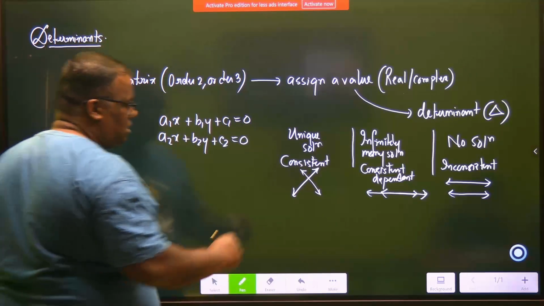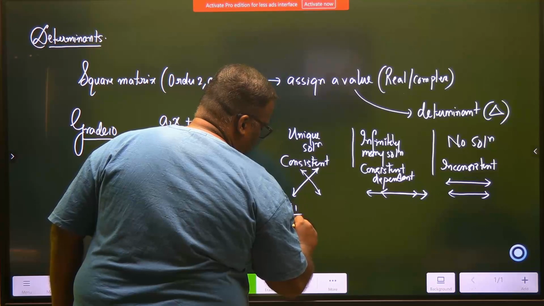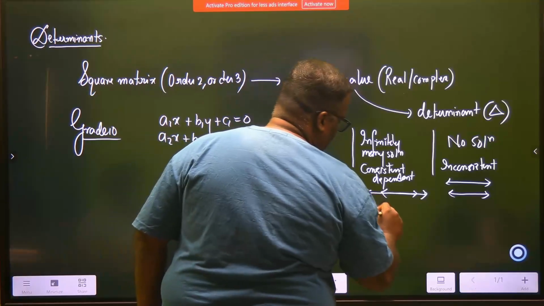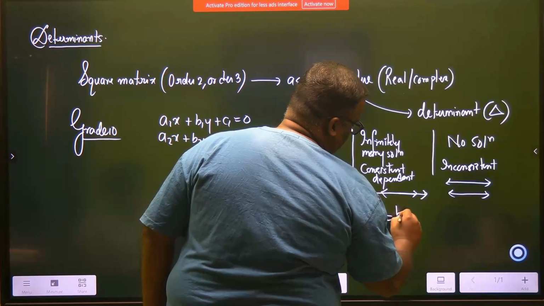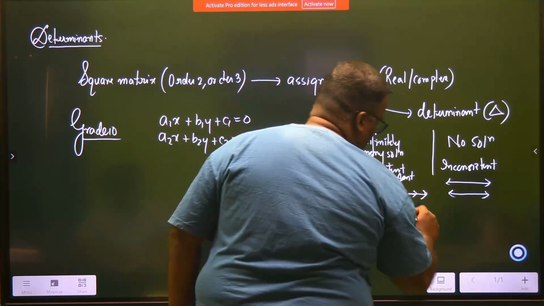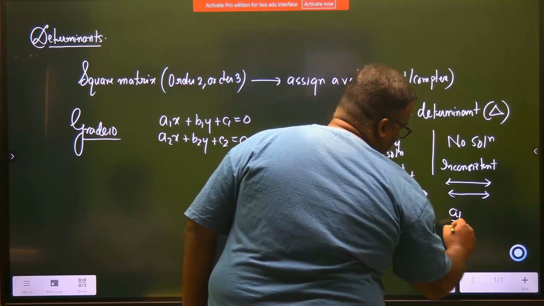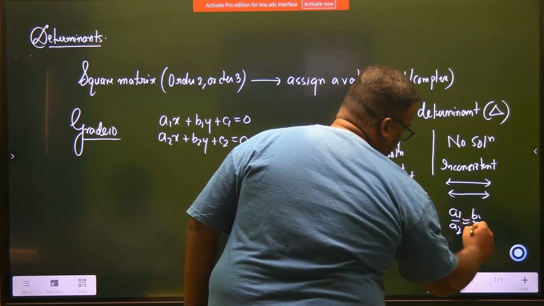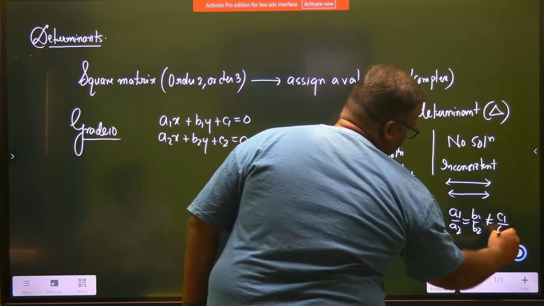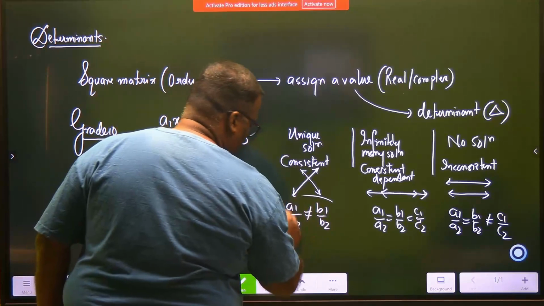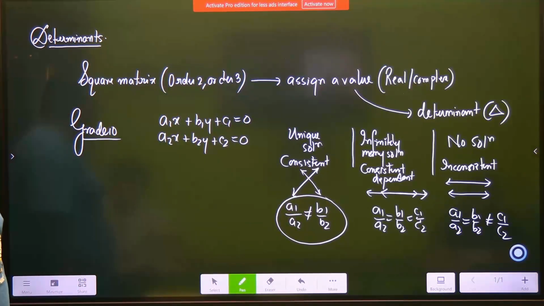Now what was important is, let's revisit the criteria. Here we used to say a1 by a2 is not equal to b1 by b2, right? And here we used to say that a1 by a2 equals b1 by b2 equals c1 by c2, and that was infinitely many. And here we had a1 by a2 equals b1 by b2 not equal to c1 by c2. These were the criteria, right? Let's concentrate a bit on these criteria. This is just to build up the idea for determinants.